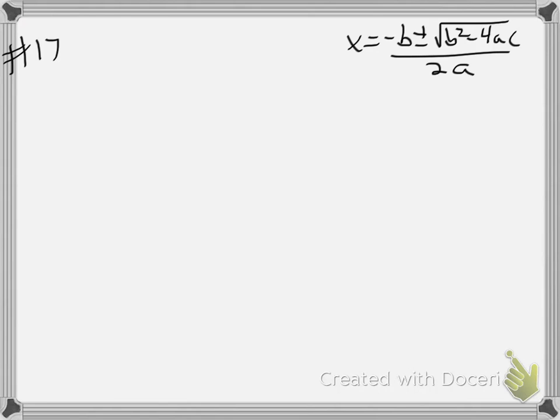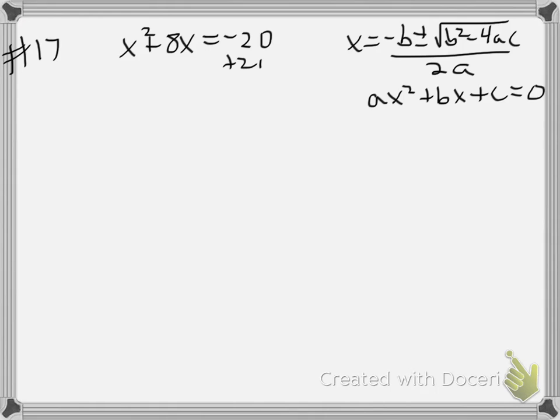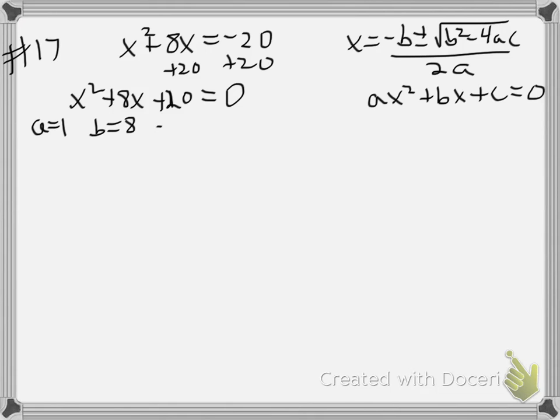So in this problem here, we have x squared plus 8x equals negative 20. And I'd like to make it look like this: ax squared plus bx plus c equals 0. So add 20 to both sides. There we are here. Now I know a equals 1, b equals 8, c equals 20.